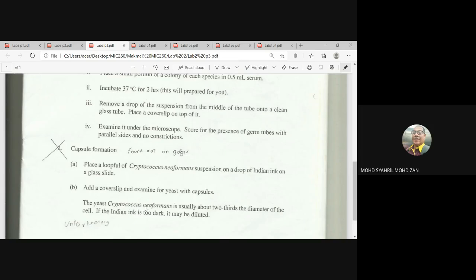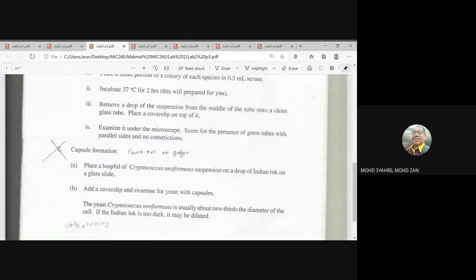So the yeast Cryptococcus neoformans is usually about 2/3 the diameter of the cells. If the Indian ink is too dark, it may be diluted. So make sure, ini ada punya tips okay. Make sure jangan terlalu pekat.